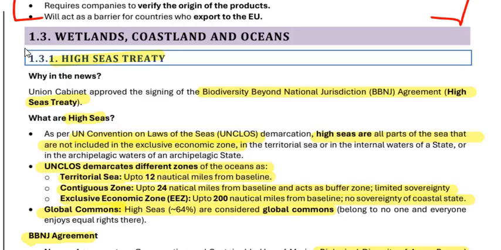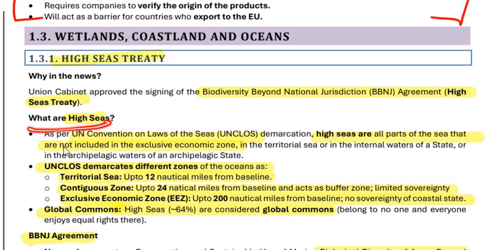Let's start with 1.3, wetlands, coastland and oceans. The first news here is the high sea treaty. Why is it in news? Union Cabinet approves the signing of the Biodiversity Beyond National Jurisdiction, that is the BBNJ agreement, or high sea treaty. BBNJ is important. We will see in detail.